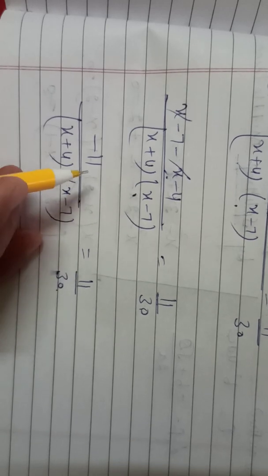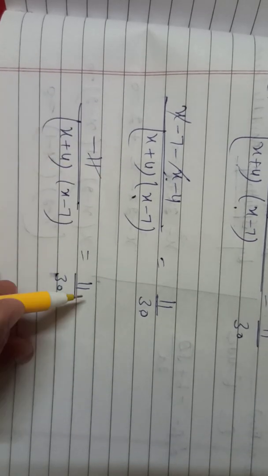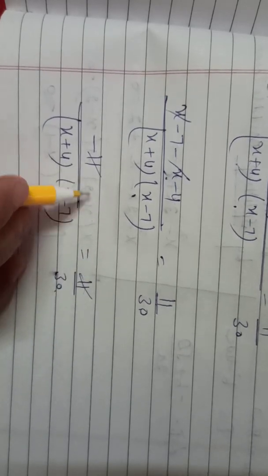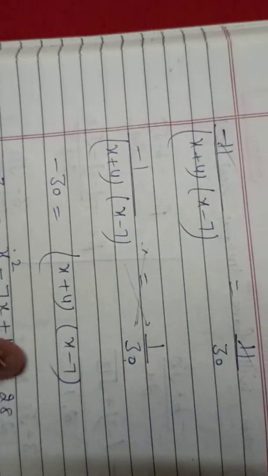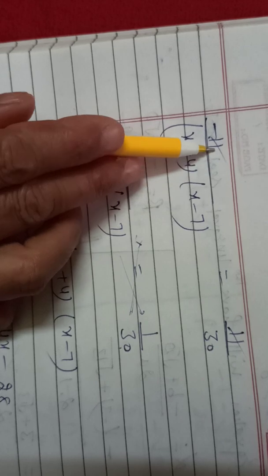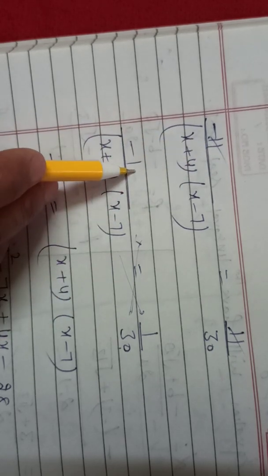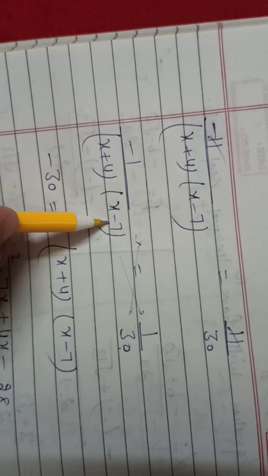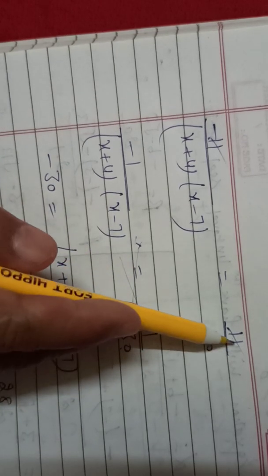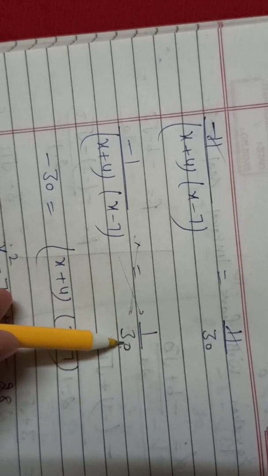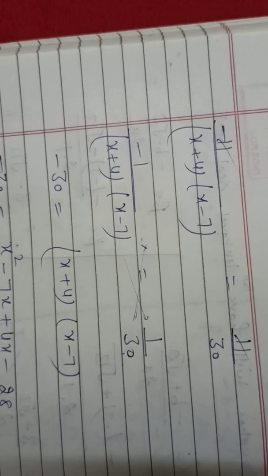Children, here also the numerator is 11, here also the numerator is 11. We can cut both. Clear? Look, we have cut both numerators because both are the same. Here what will be left? Minus 1 upon x plus 4 x minus 7 equal to, here what will be left? 1 upon 30. Clear?